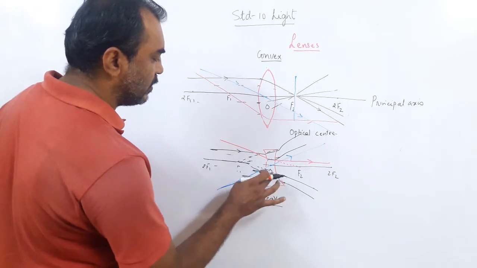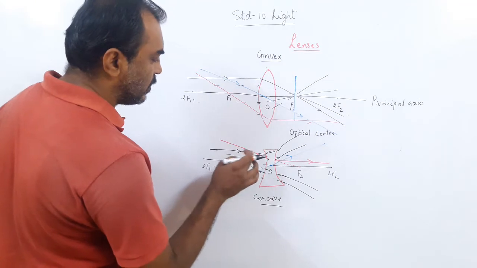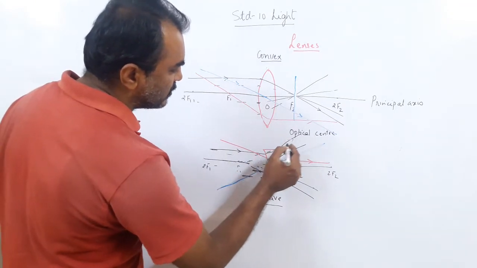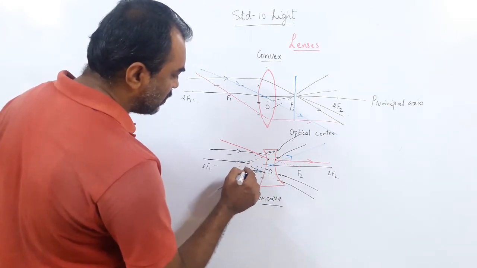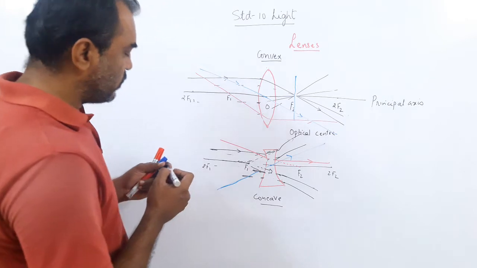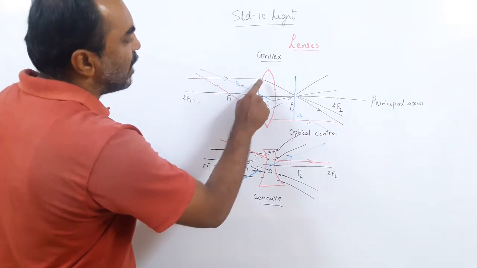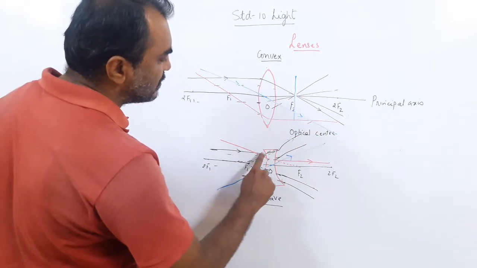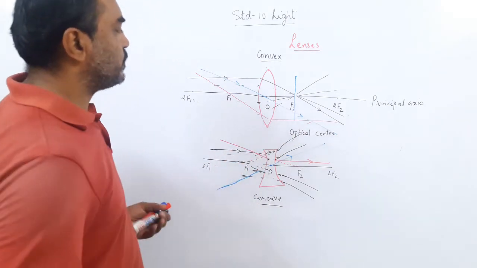In the concave lens, we will take only one ray for simplicity. A ray parallel to the principal axis after refraction appears to pass through the focus. It appears as if it is passing from the focus. So here the ray parallel to the principal axis after refraction passes through the focus, and here it diverges but appears to pass through the focus.